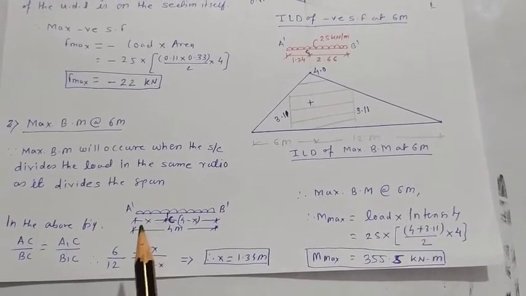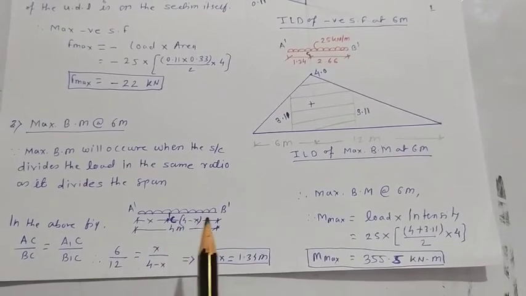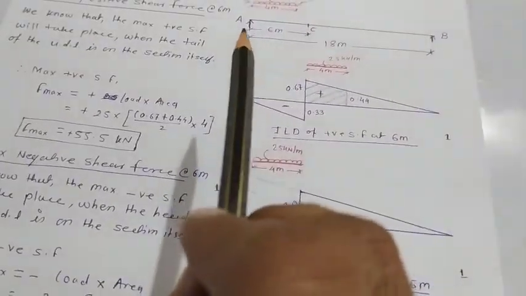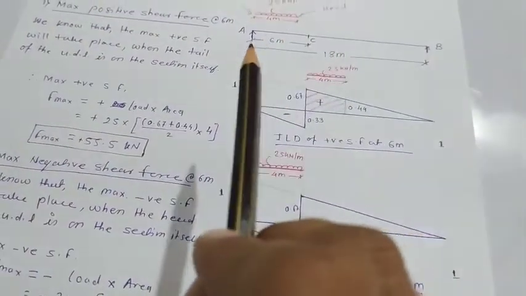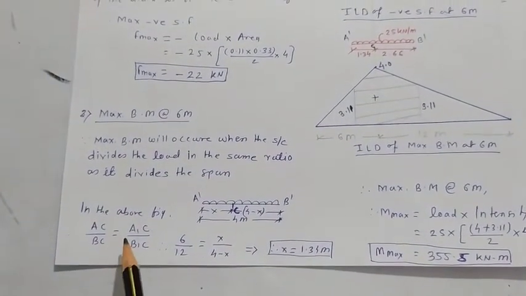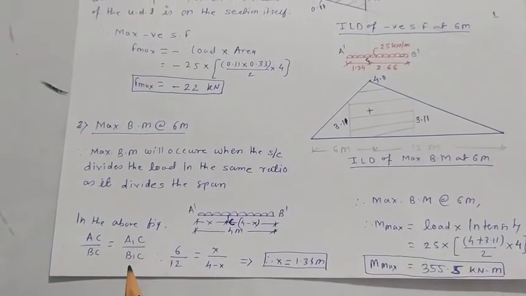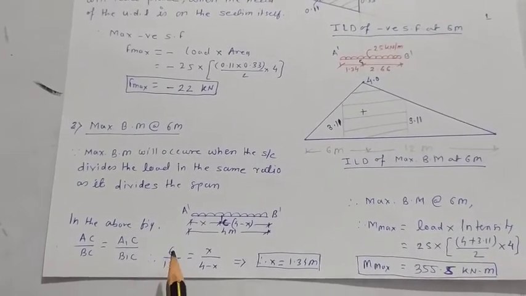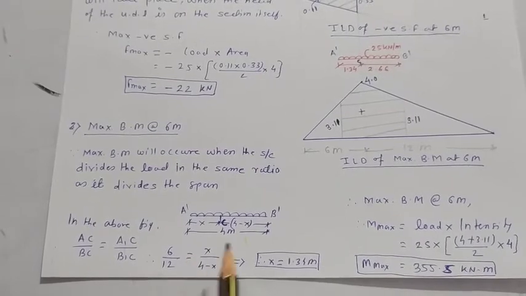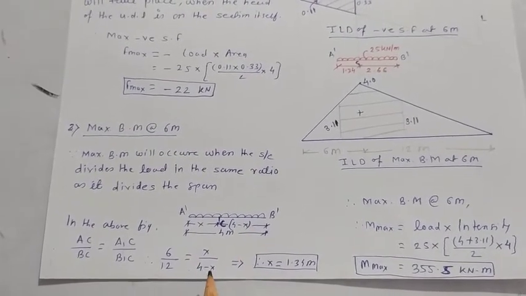Suppose I say this one is x, so this becomes 4 minus x. Okay. So in the figure, AC and BC: our AC is 6, BC is 12. So AC by BC is equal to A1C by B1C. Okay. AC is 6, BC is 12, A1C is x and B1C is 4 minus x.